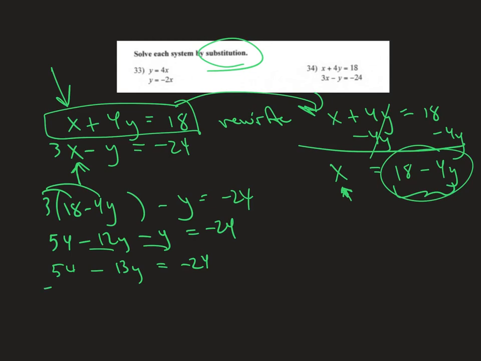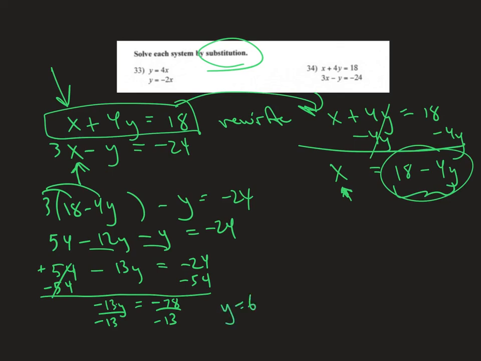Now we're on the home stretch. I'm going to subtract 54 from both sides. The reason I'm subtracting 54 is because the 54 is positive, and the opposite of positive 54 is negative 54. Do not be confused about this negative sign. That has to do with the 13, not the 54. Okay, so we drop that down. We get negative 13y is equal to negative 78. Divide by negative 13 on both sides because that's the opposite of the multiplication holding them together. And I get a y of 6.